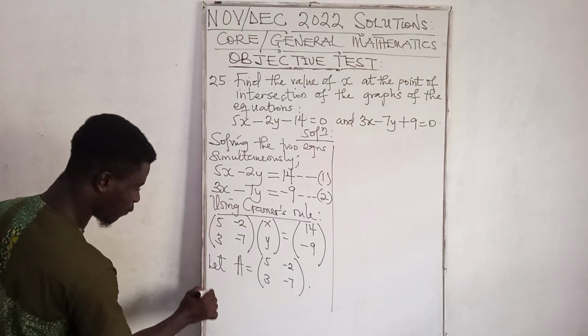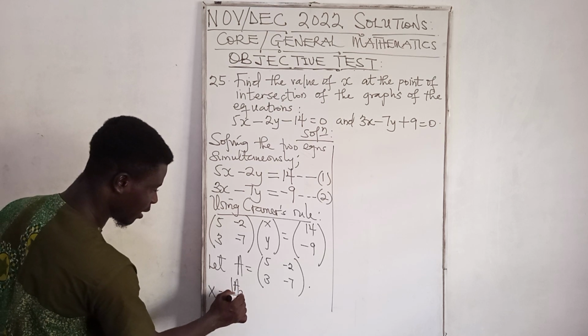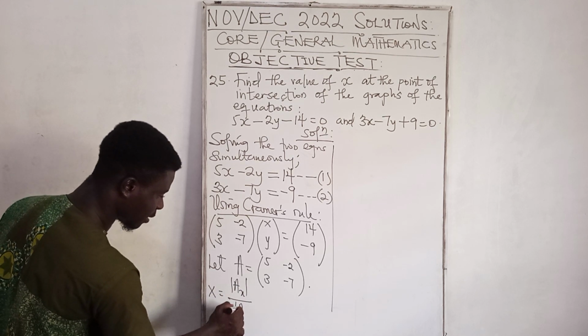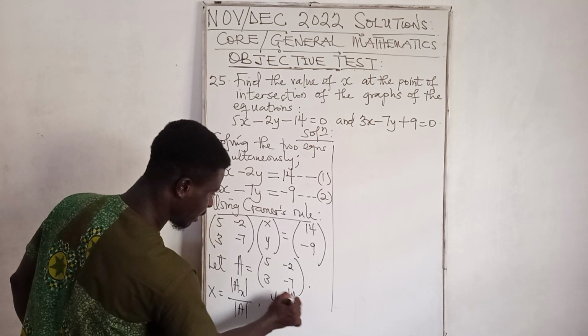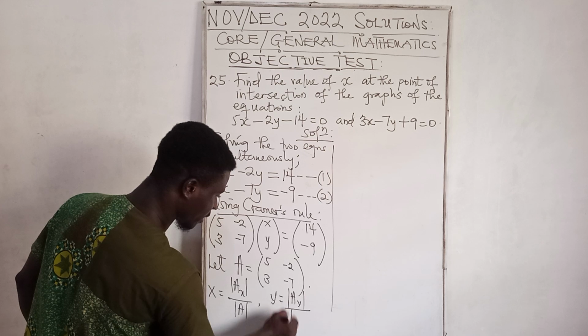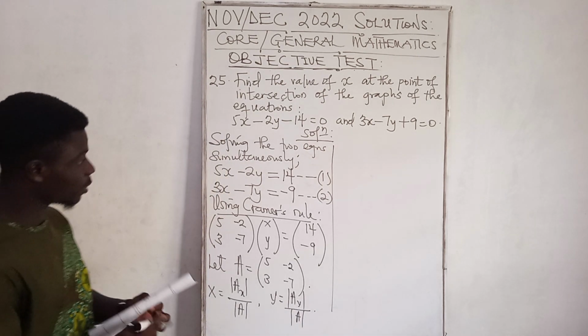Then, if I want to find for x, then it must be what? The determinant of Ax over the determinant of A. Then y must be what? The determinant of Ay over the determinant of A.